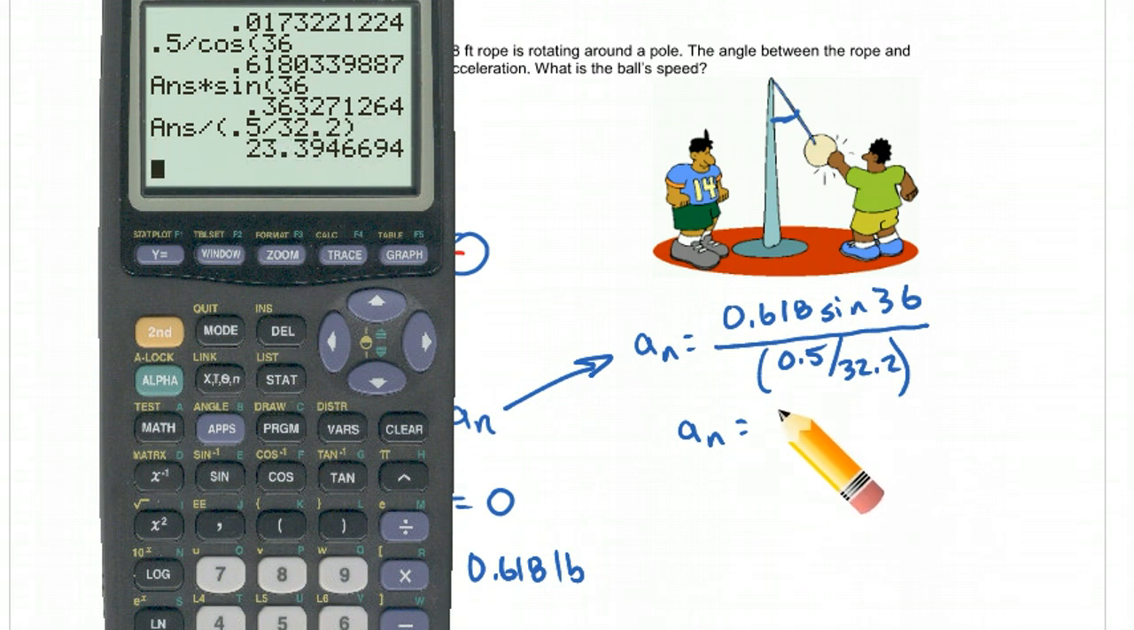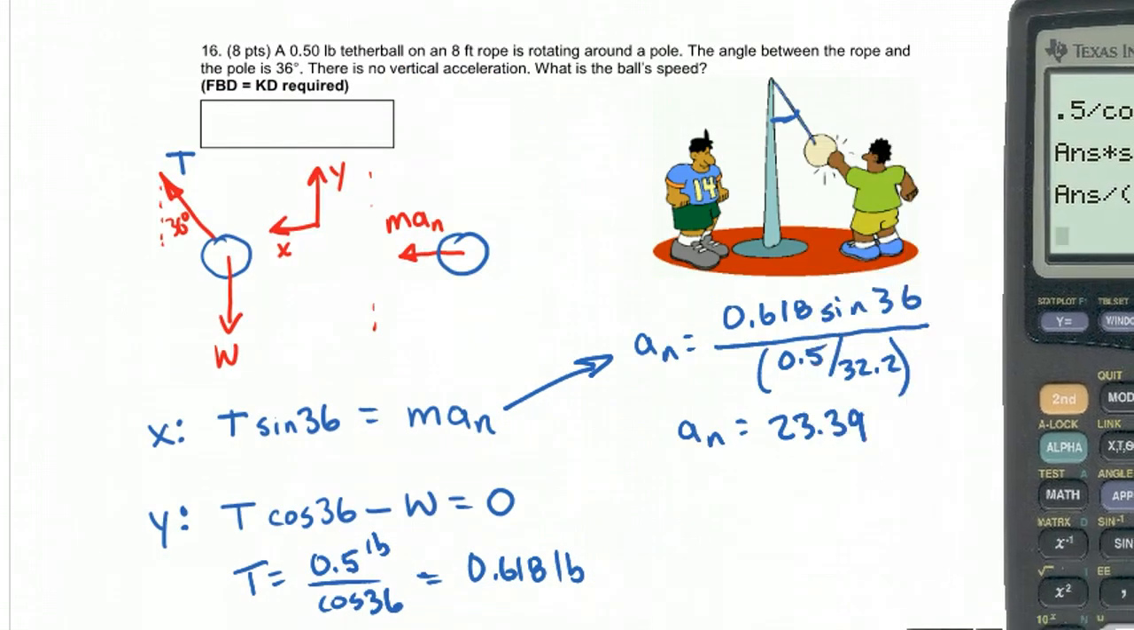Looks like 23.39. If I look at units on that, it's normal acceleration, so it should be feet per second squared. Again, we'll write things out here. This is in pounds, this is in pounds, and this is in feet per second squared. So the feet per second squared come to the top when you divide by a division, so that would be feet per second squared.